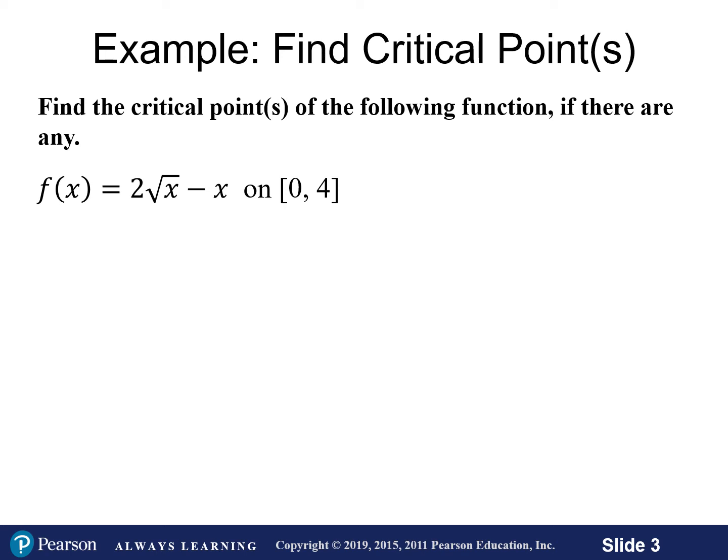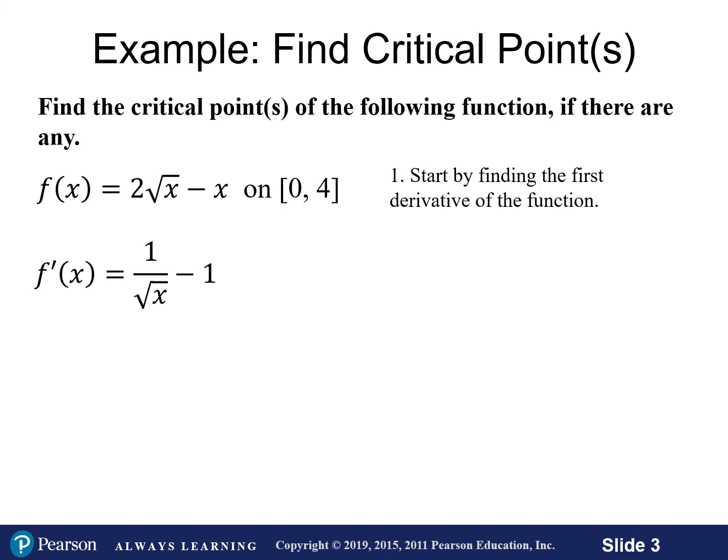Those are our endpoints. And so critical points, remember, do not exist on the endpoints. They must exist in the interior of a given interval. So the first thing we're going to do is take the first derivative of this function, which gives us 1 over radical x, and that quantity has a minus 1 outside of it. So 1 over root x minus 1 is our first derivative.